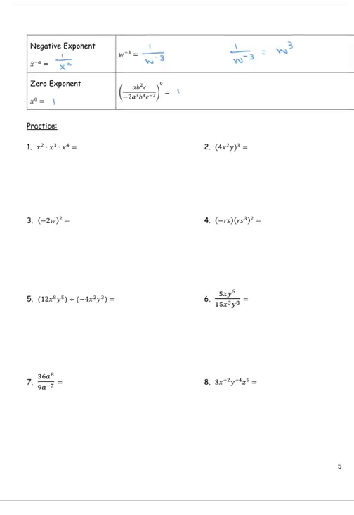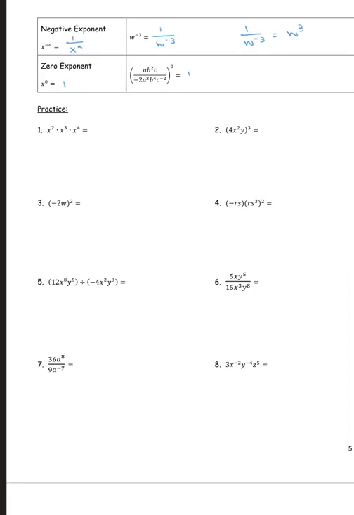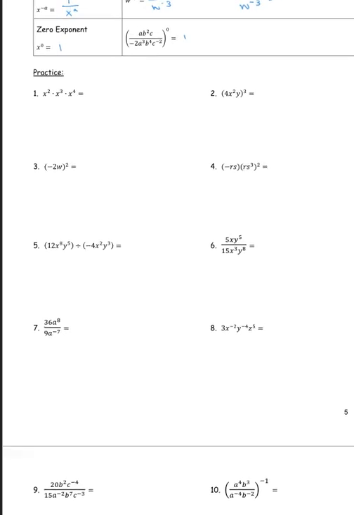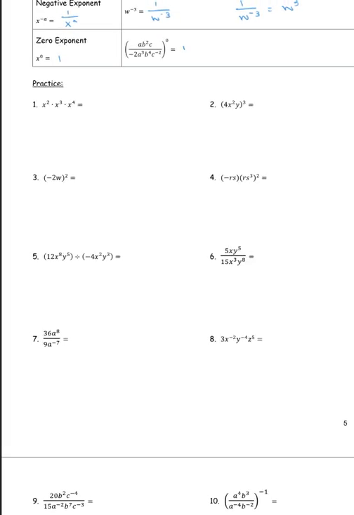All right, so let's take a look at some practice problems. Again, it's going to start off pretty simple and then get a little more complex as we continue. So looking at number 1, you have x squared times x cubed times x to the 4th. So again, this is product. Anytime you're multiplying like bases, you are going to add the exponents. So I have x raised to the power of 2 plus 3 plus 4. We know that 2 plus 3 gives me 5, plus 4 will give me 9. So I get x to the 9th as my final answer.